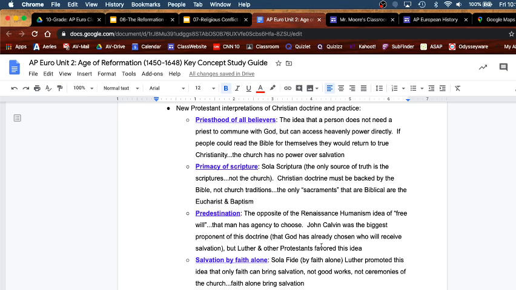Luther and a lot of Protestants believed in this idea, and that kind of was another doctrinal difference from Old Catholicism, where Old Catholicism would say that people have this choice to make. And John Calvin said, God's already chosen who's going to be saved. And so some people didn't like that idea.